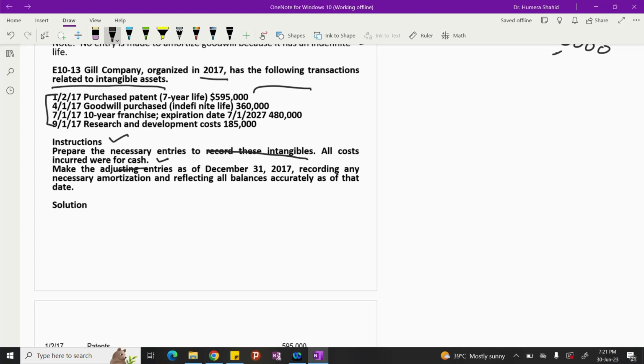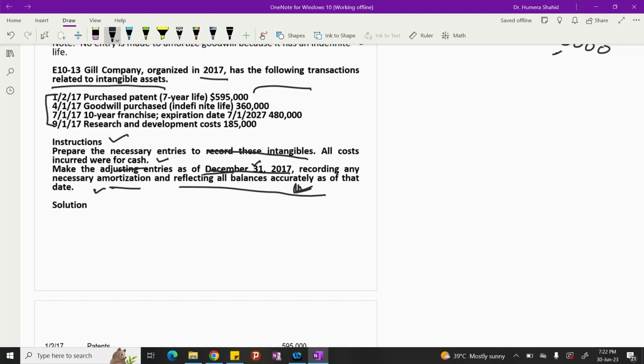Make the adjusting entries as of December 31st, 2017, recording any necessary amortization and reflecting all the balances accurately on that day. So here they want us to do two things. Firstly, they want us to record the amortization, and also they want us to tell the ending balances on December 31st for all these transactions. Okay, so let's check.